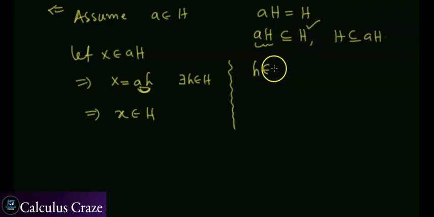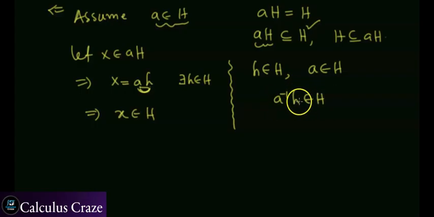Let me pick an element from H, right? But I'm already given the assumption that A is also inside H. Now H is a subgroup. So use the one-step criterion for proving subgroups. You remember, if two elements are from H, then one multiplied with the inverse of the other must be inside the group. So in other words, A inverse H must be inside H, right?